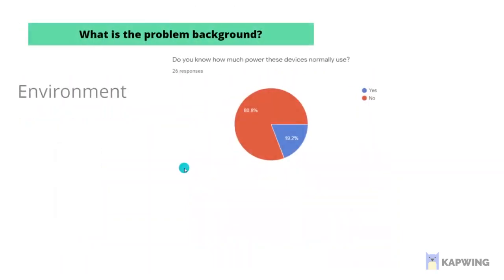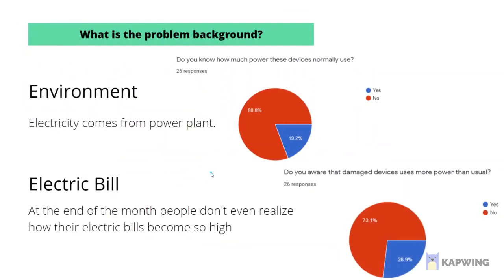And next is, what is the problem background? First, there is an environment category where you can say that electricity is produced from power plants. And what is a power plant? A power plant burns fossil fuel and it emits mercury, a neurotoxin, as well as carbon dioxide, which is the most significant greenhouse gas. So as we can see, power plants produce many dangerous products that harm our environment in a bad way.